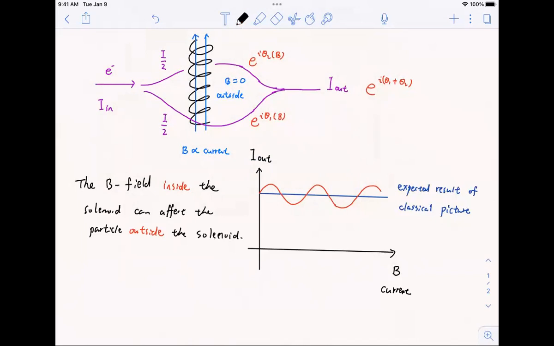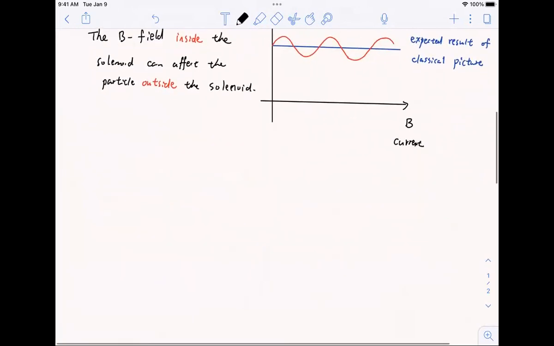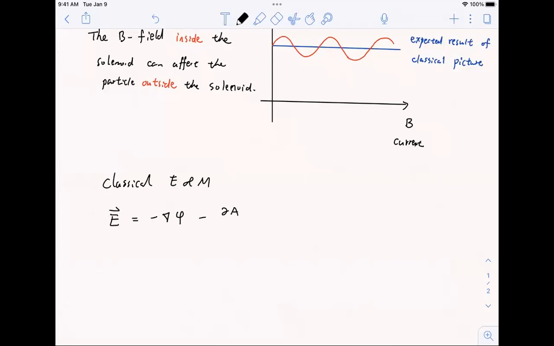So how do we explain this phenomenon? It turned out that the potential plays an important role here. So let's review a little bit about classical E&M. In classical E&M, the electric field can be expressed as the derivative of the potential.